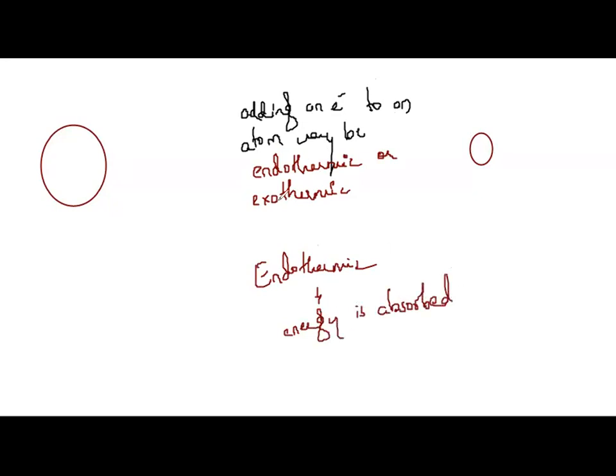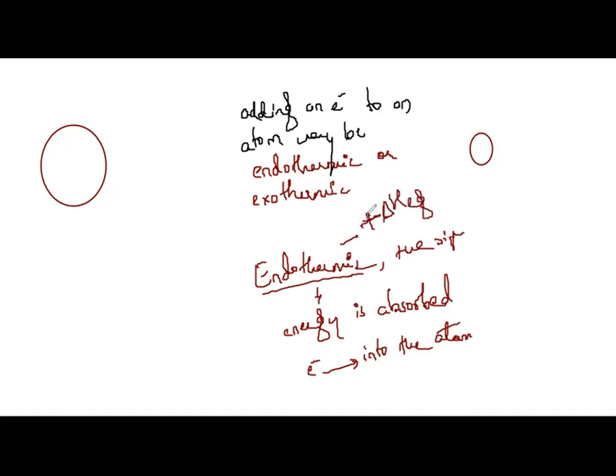What does that mean here? It means that for an atom to gain an electron, you need to put some energy so that the electron goes into the atom. So if energy is absorbed when an electron is being added to an atom, then we say electron gain enthalpy is endothermic, and that is denoted by a positive sign. So if it is endothermic, then we write it as plus delta Heg. We denote it like this, a positive sign is used.